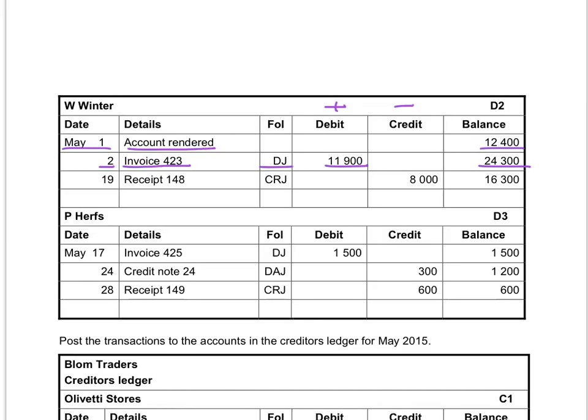The account of P. Herbs will be debited with $1,500. His outstanding balance will now be $1,500. He didn't have an outstanding balance at the end of the previous month, but we sold goods to him on the 17th of May, issued invoice 425, and this was posted from your debtors journal.